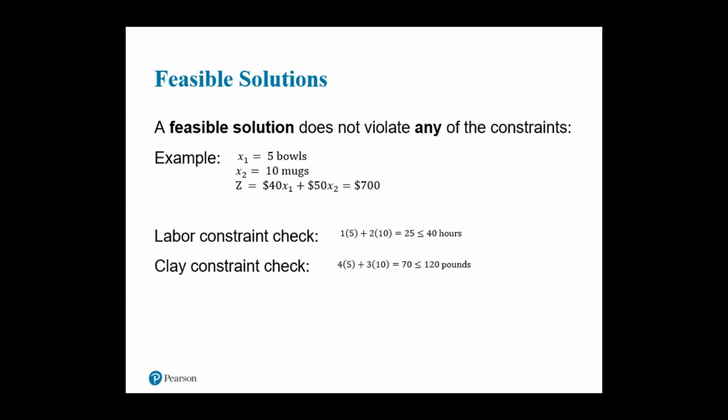So if we plug 5 for X1 and 10 for X2, our total labor will be 25 hours, which is less than 40 for the first constraint. If we also do the same for the second constraint, we'll get 70, which is less than 120. They do not violate any of the constraints. So we say that they are what? Feasible solutions.